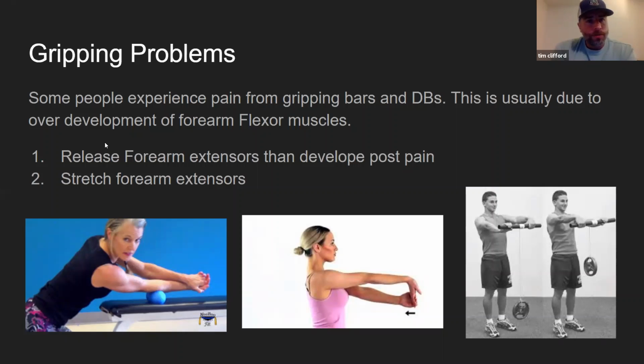What we're going to do is release the forearm extensors, and that's basically because they're inflamed. It's called an epicondylitis. It's that little node on the backside of your forearm here. It gets really, really painful. If you've ever had tennis elbow, you know exactly what I'm talking about.